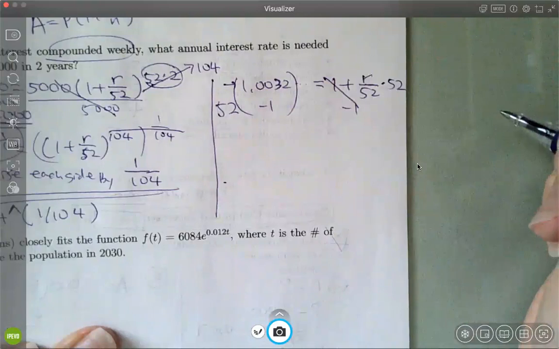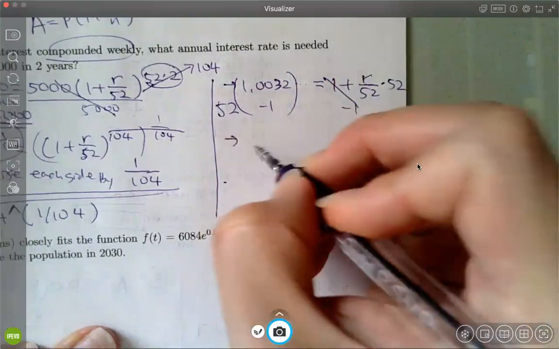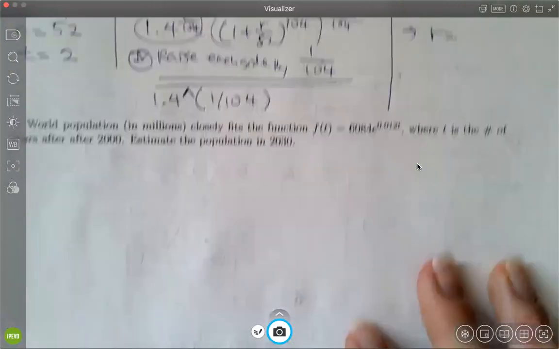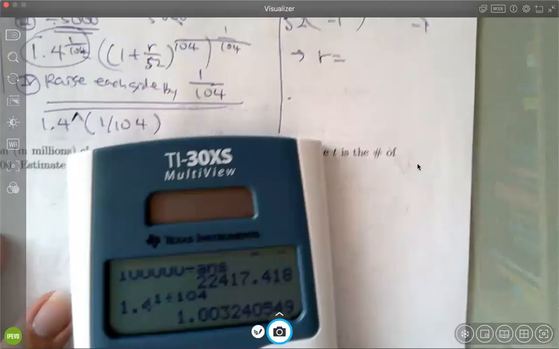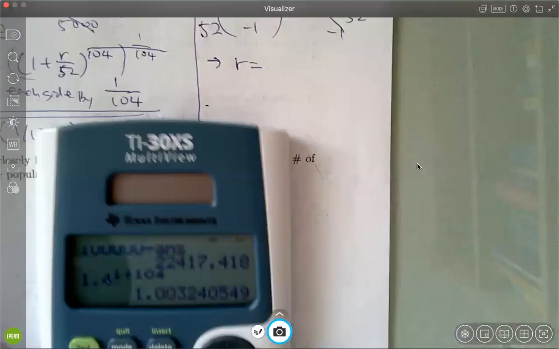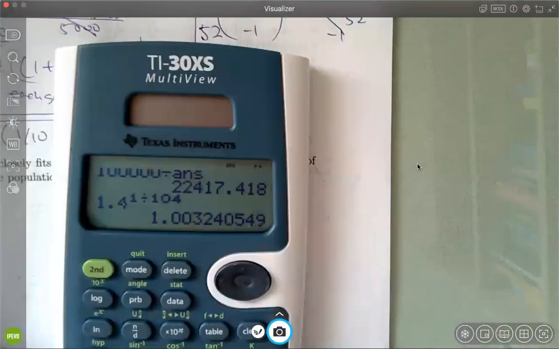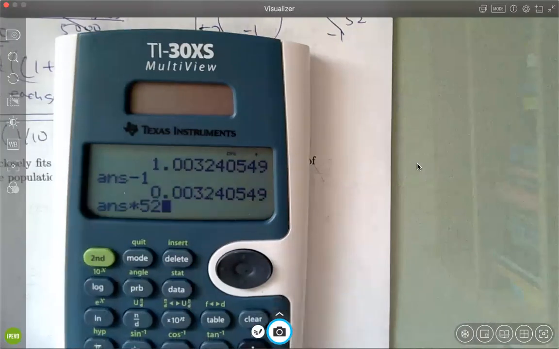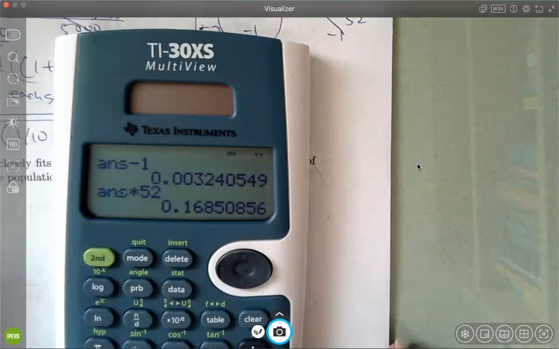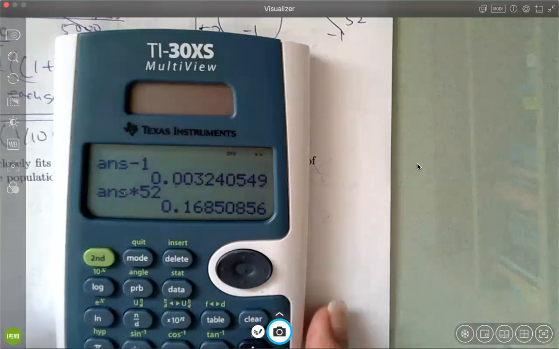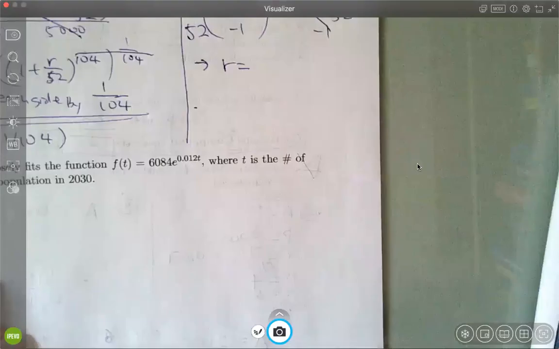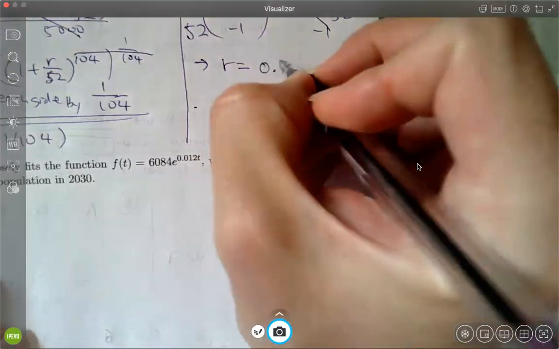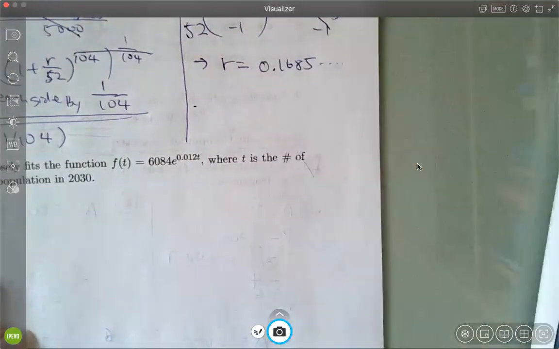Okay, so let me just do these all in once. So what do you get? So r is equal to, so first from here you subtract 1. And then you multiply this by 52. Okay, so you should get 0.1685086 and so on. Did you get that? Okay, so it's 0.1685 and so on.